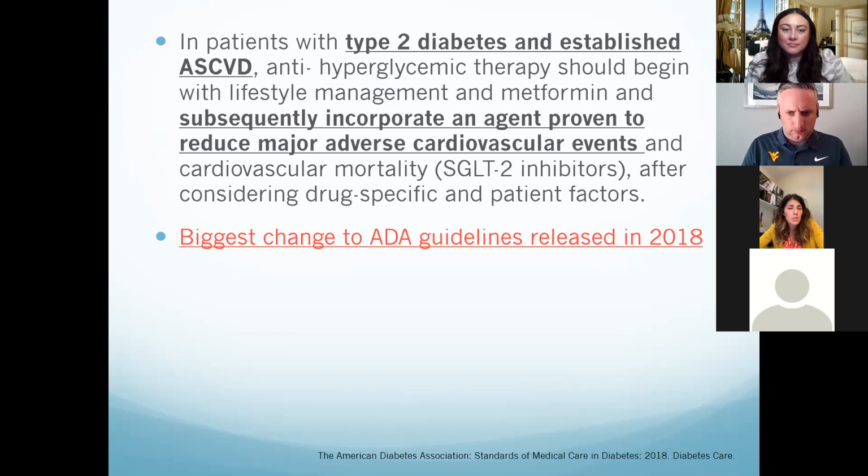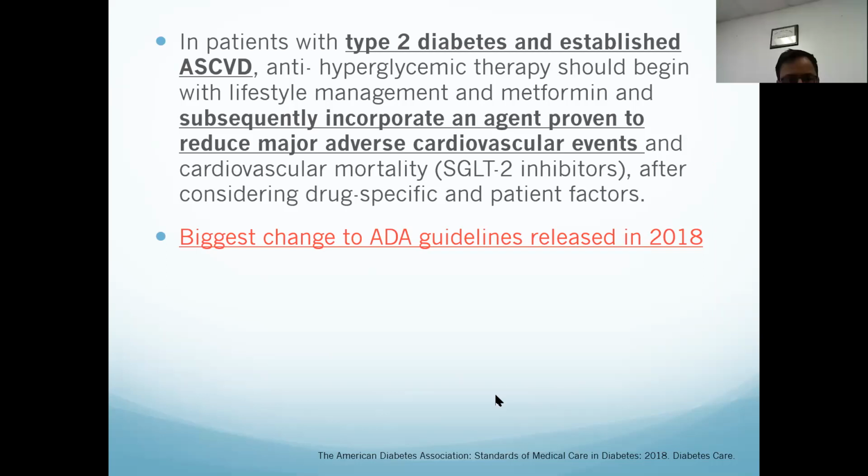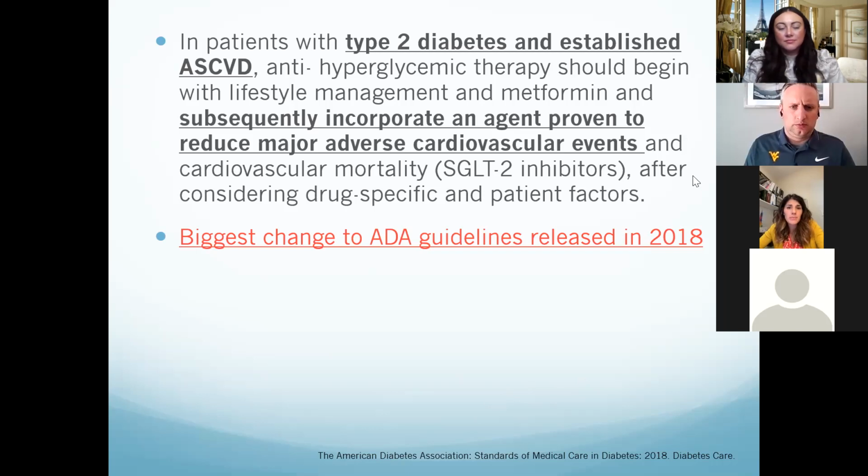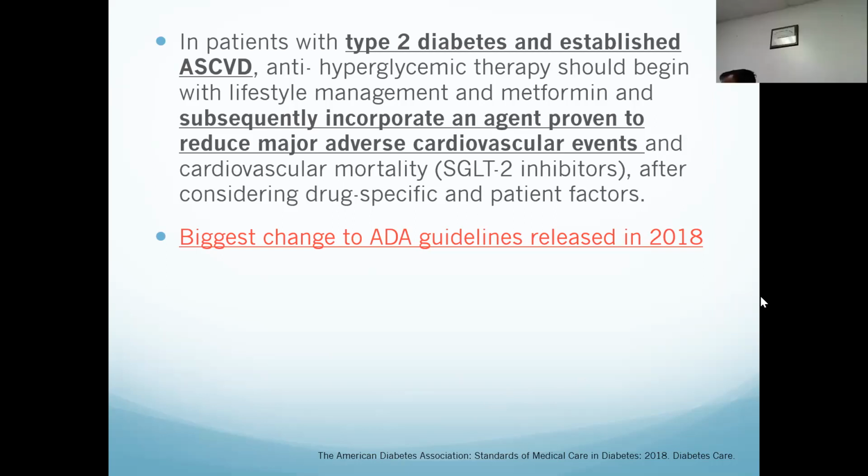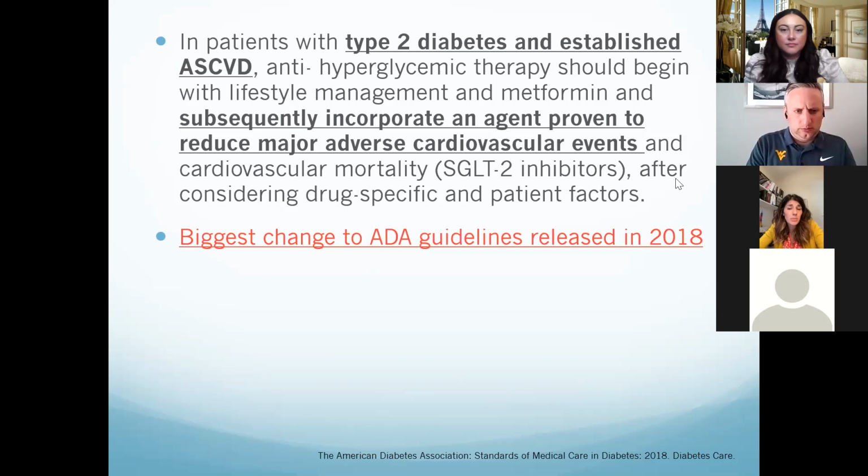In patients with type 2 and established cardiovascular disease, therapy should begin with, we said, lifestyle management and metformin. Metformin is always our first line. We've talked about the ADA guidelines, and the ADA guidelines still do have metformin as your first line agent. And then you want to incorporate additional agents proven to reduce the cardiovascular events in your patient that has cardiovascular disease. Those agents would be the SGLT2 inhibitors and the GLP-1 receptor injectables.